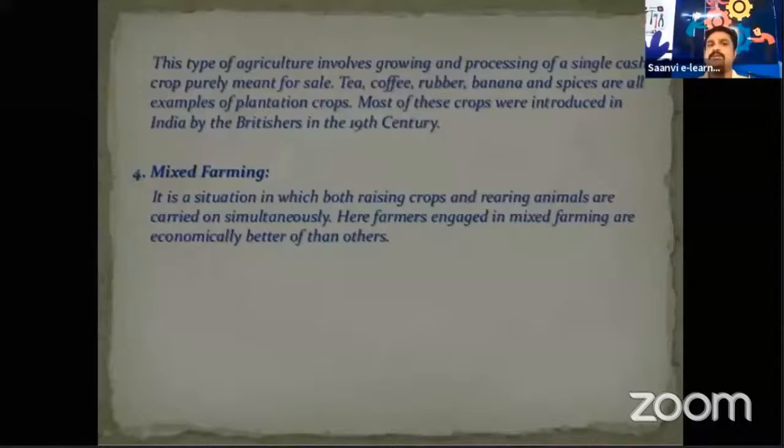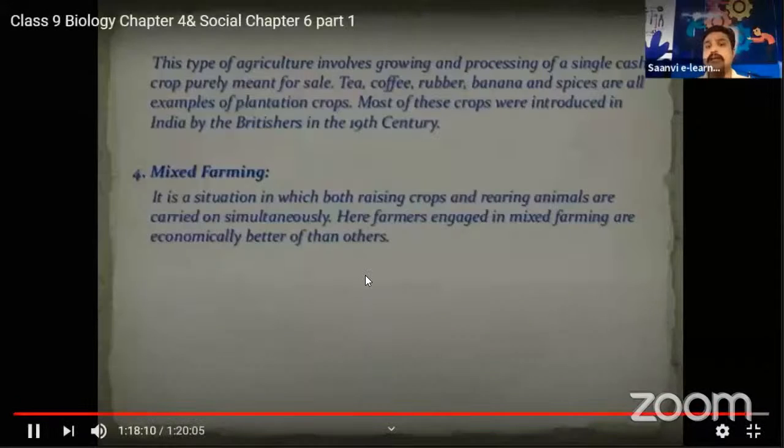Most of these crops were introduced in India by the British in the 19th century. These products came from other countries. The British introduced this type of crops and this type of farming activity here. Next, finally the fourth one, we have mixed farming. It is a situation in which both raising crops and rearing animals are carried on simultaneously.